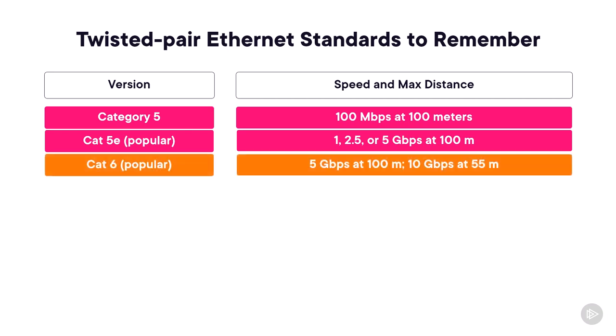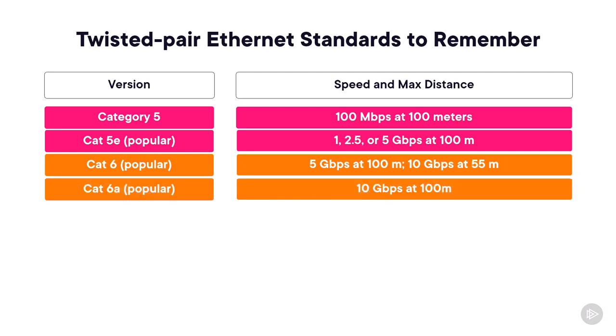Cat6 is also popular, supporting 5 gigabits per second at 100 meters and up to 10 gigabits per second over the shorter distance of 55 meters. And Cat6a can handle 10 gigabits per second at the full 100 meter length. And now it gets a bit weird.